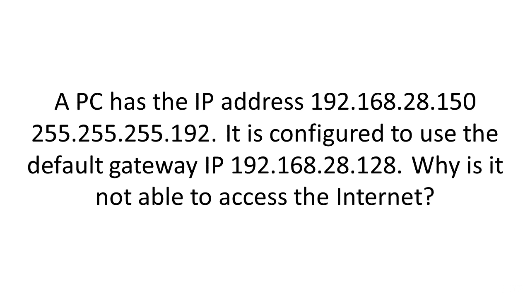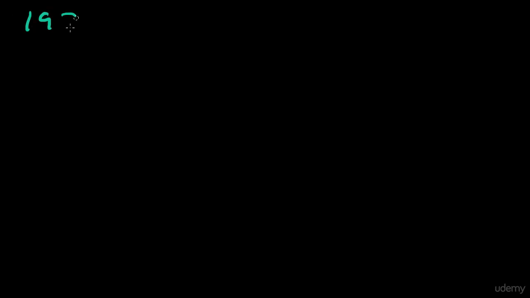These two IPs were derived from a subnetting process that subnetted 192.168.28 with the subnet mask 255.255.255.192. So what we have to do is subnet that network ID and then look at where these two IP addresses lie within the range of network IDs. 192.168.28, and I'll write the last octet out as X's.